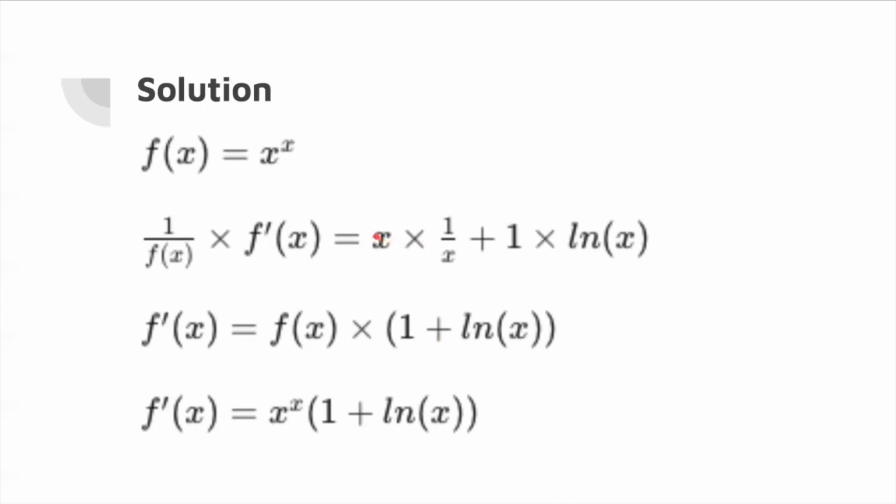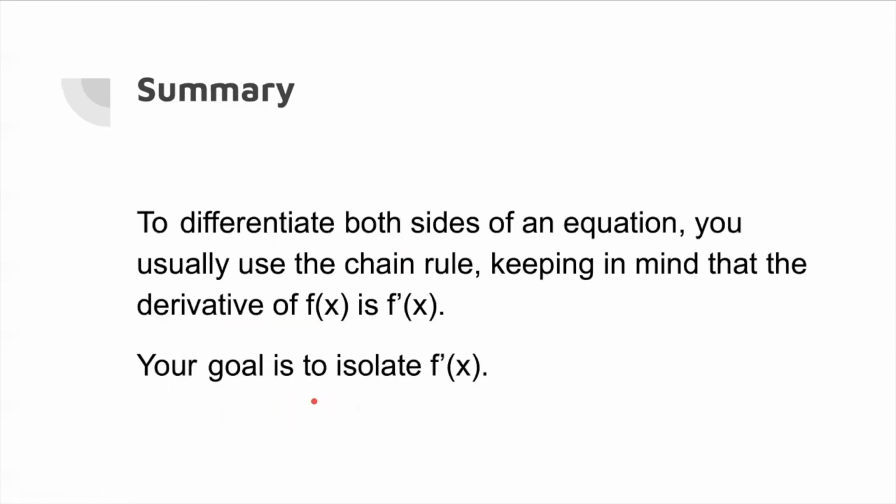All right, and then we multiply. So first we simplify. x times 1 over x is just 1. And then we multiply both sides by f of x. So we've isolated f prime of x. And we get that the final answer is x to the power of x times 1 plus ln x. All right. And that's basically it for this video. So remember that to differentiate both sides of an equation, you usually use the chain rule. And keep in mind that the derivative of f of x is f prime of x. And your overall goal is to isolate f prime of x.